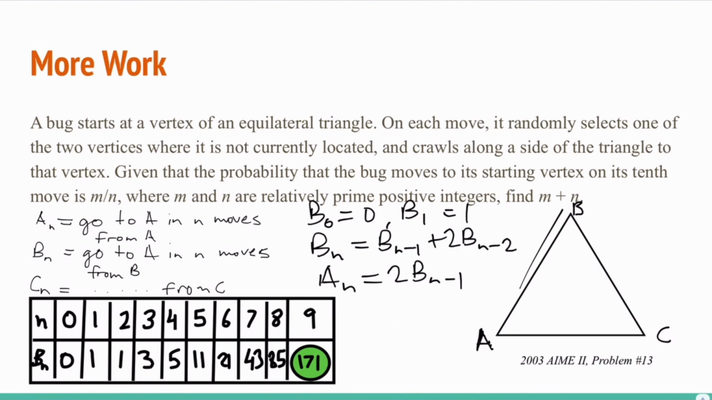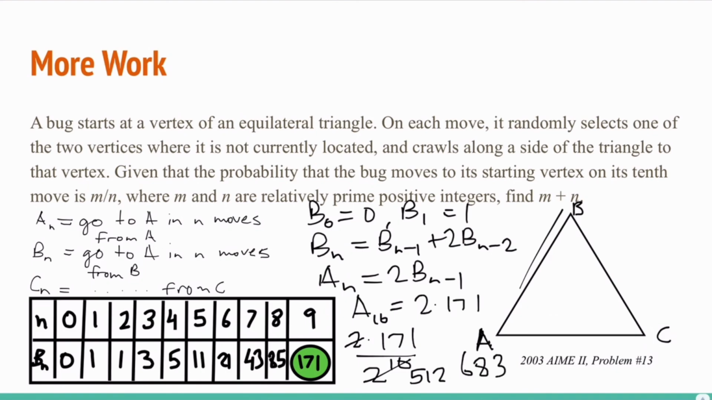After calculating a lot of values, we get that b of 9 equals 171. So a of 10 equals 2 times 171. And the probability is 2 times 171 over 2 to the 10th power, since for each step, there's 2 ways to go. And we can cancel this with this to get 512. So our final answer is m plus n, which is 683.